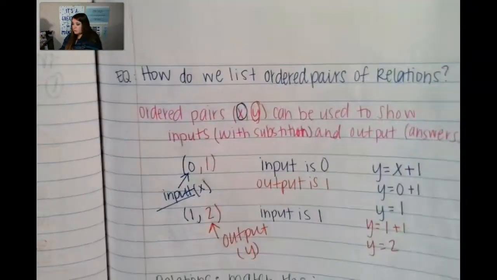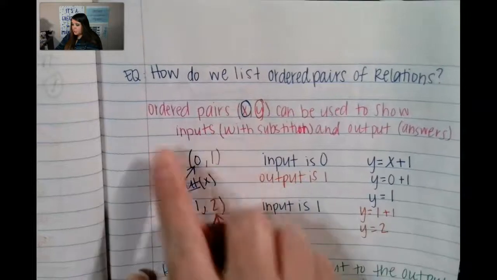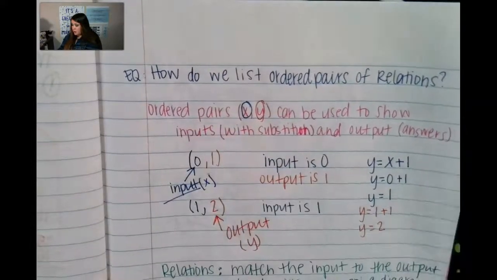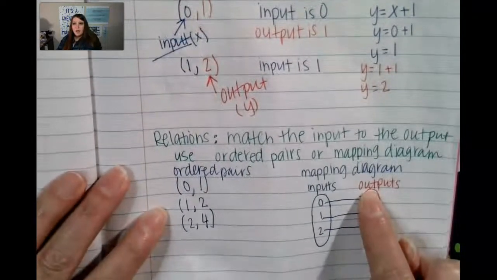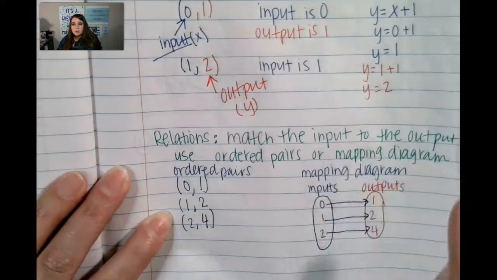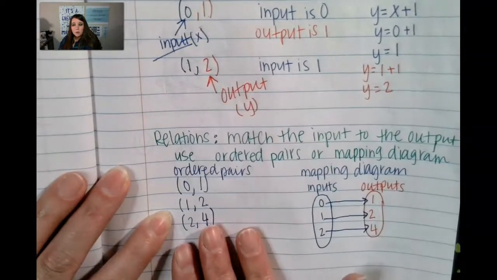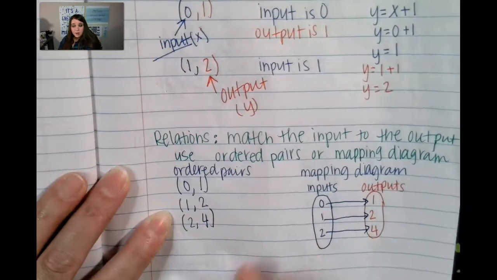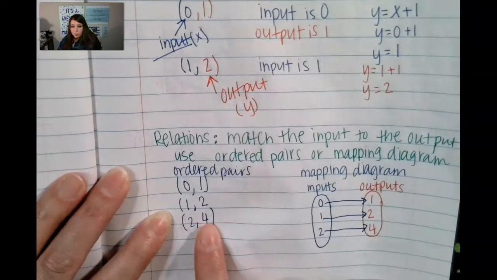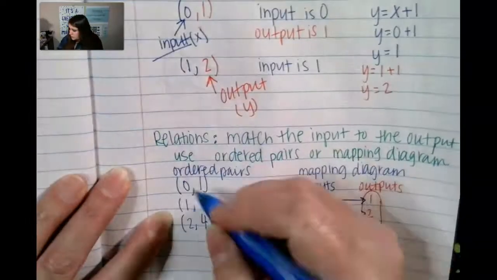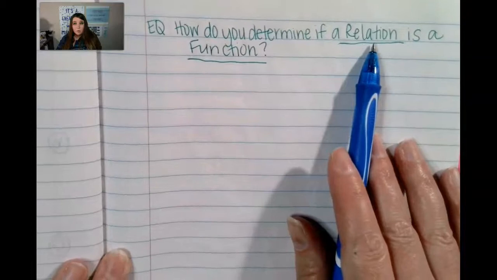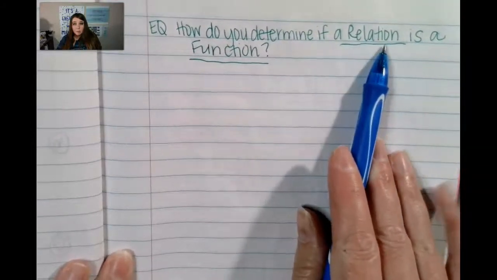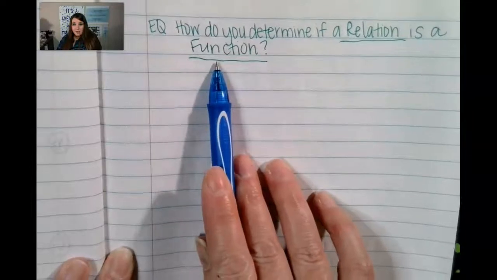Okay, so the first one is a relation, and we know that a relation is just either an ordered pair or a mapping diagram. And you match the input to the output. So we're either using ordered pairs or a mapping diagram, and we're looking at the input values and the output values. And I just noticed that yesterday I did not put that there. So today we're going to take that idea around mapping diagrams or ordered pairs, the input and the output, and determine if they are a function.